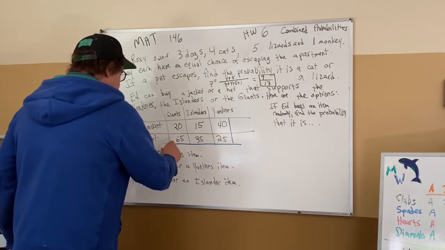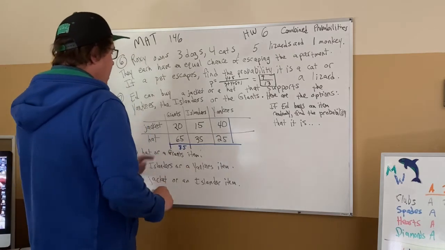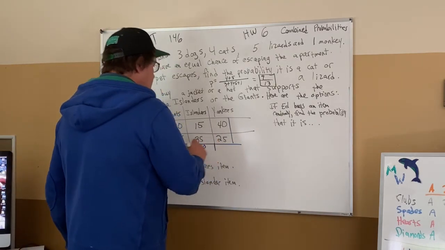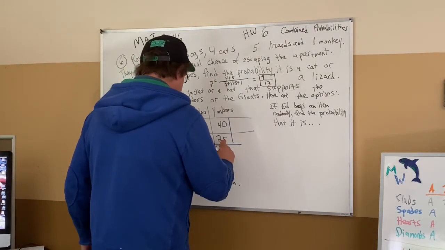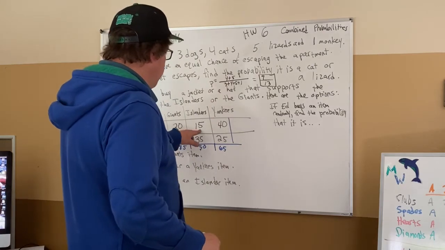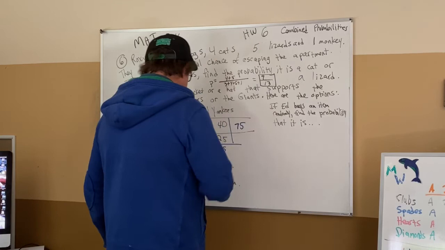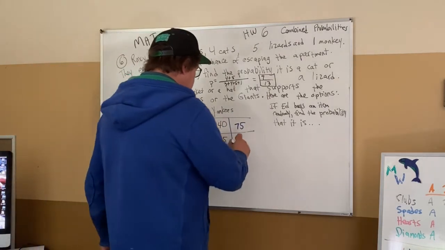So the total of all Giants items is 20 plus 65 for 85. For the Islanders, we have 15 and 35 for 50 items. For the Yankees, we have 40 and 25 for 65 items for sale. Now let's look at the jackets. 20 and 15 gets me 35 and 40 for 75. But at hats, we have 65 and 35 making 100, and here we have 125.